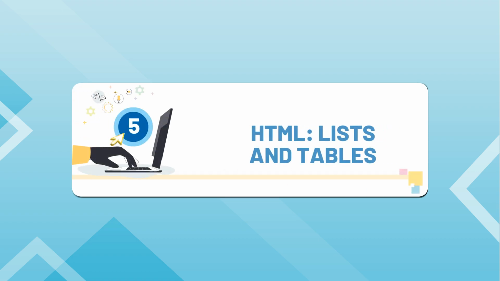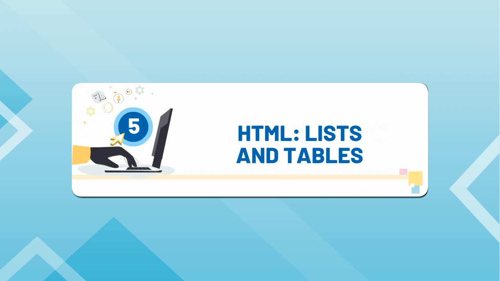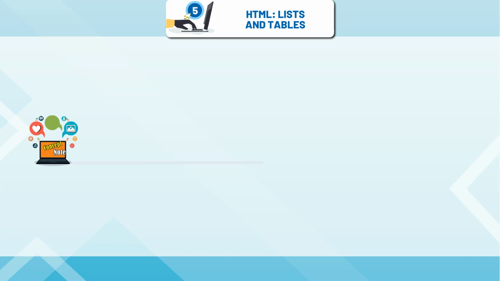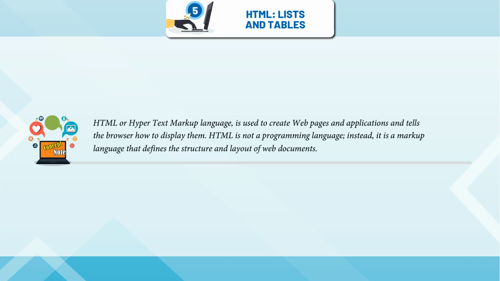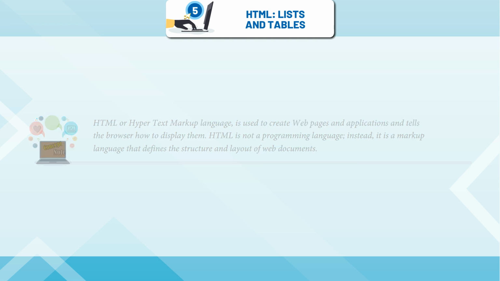Chapter 5 HTML Lists and Tables. Concept note: HTML or Hypertext Markup Language is used to create web pages and applications and tells the browser how to display them. HTML is not a programming language. Instead, it is a markup language that defines the structure and layout of web documents.